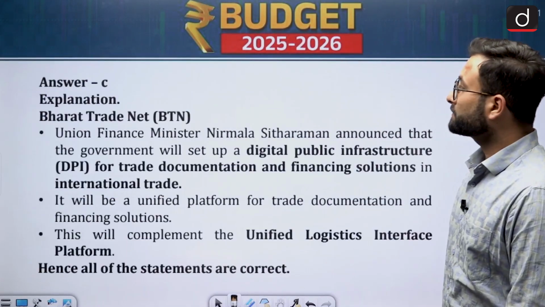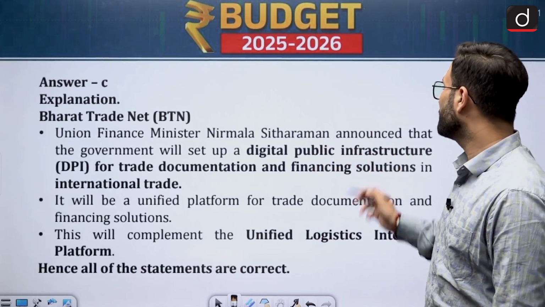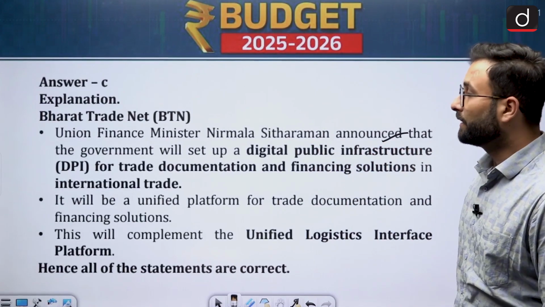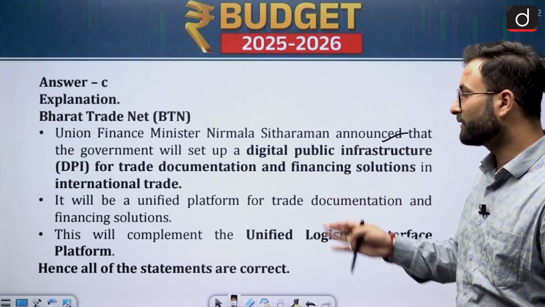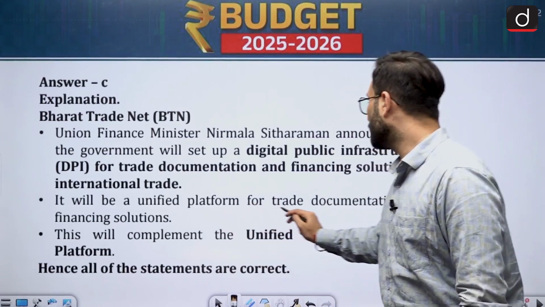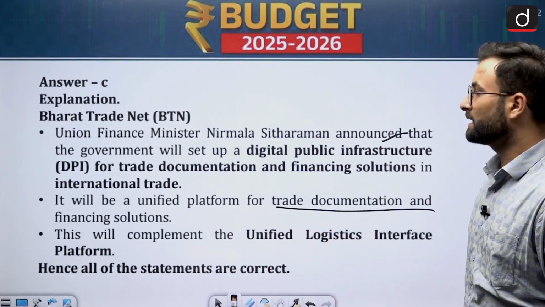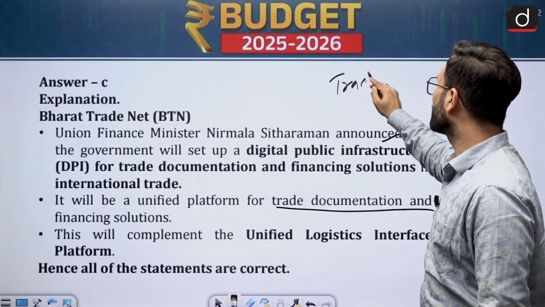Okay, explanation is given. Bharat Trade Net: Union Finance Minister Nirmala Sitharaman announced that the government will set up digital public infrastructure, that is DPI, for trade documentation and financing solutions in international trade. It will be a unified platform for trade documentation and financing solutions. It will complement the Unified Logistics Interface Platform. So that is for trade in the international market.